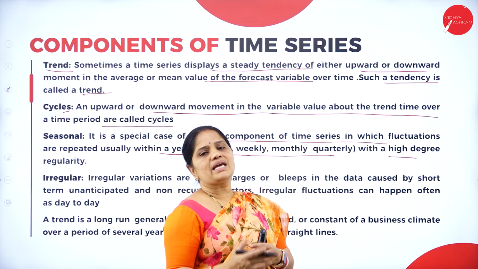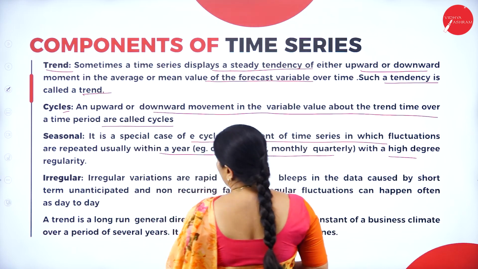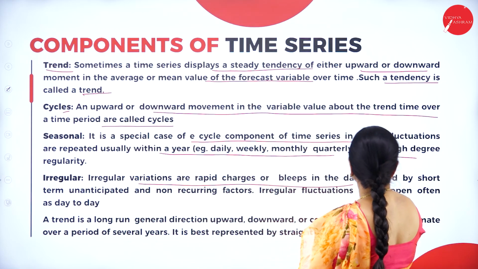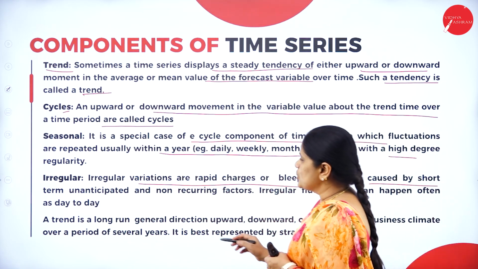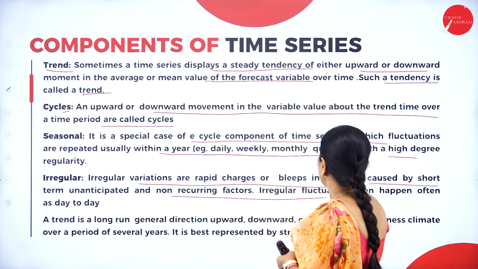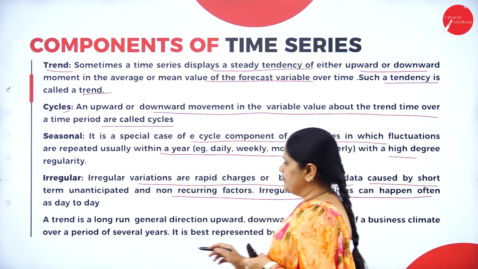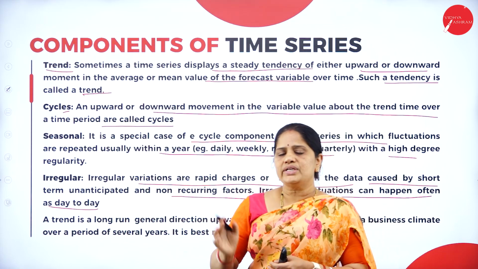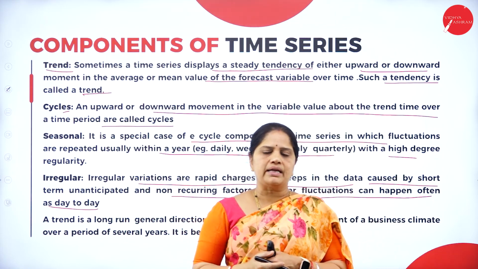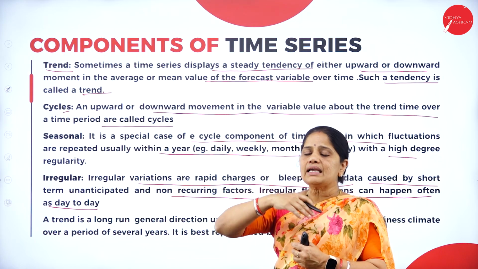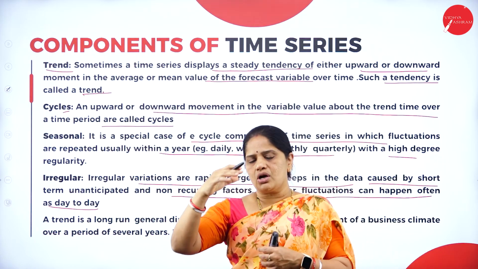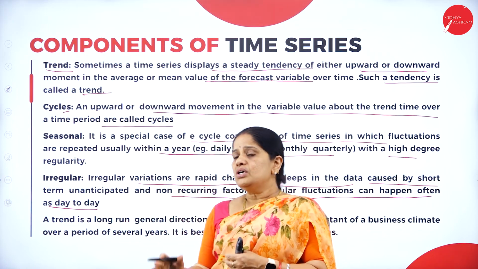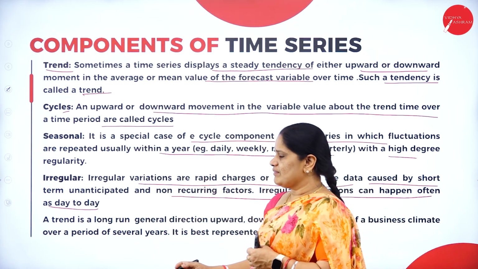So in this way, we can have seasonal fluctuations. Then irregular variations are rapid changes or blips in the data caused by short-term, unanticipated, non-recurring factors. So it can often happen day to day. Now these irregular fluctuations, usually we see it in the stock market. So there may be a high rise in the prices of the stocks and shares, followed by a steep fall, again rise and fall. So this we call the irregular variations.